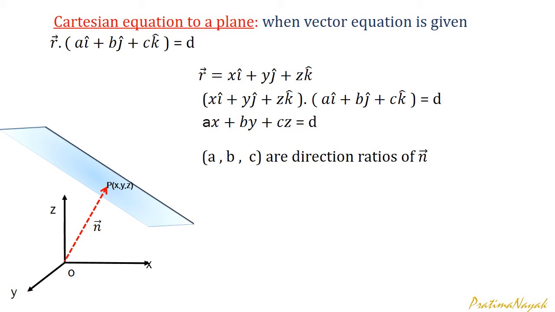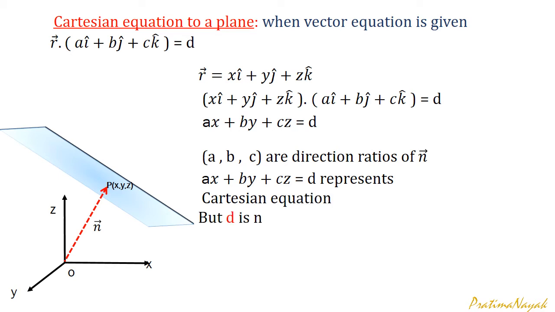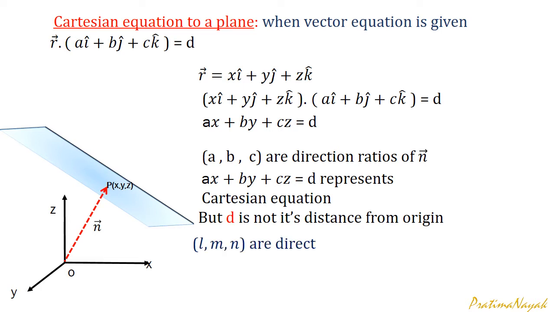Now a, b, c are called direction ratios of the normal vector to the plane, and ax plus by plus cz is equal to d represents the Cartesian equation, but please note d is not its distance from origin unless it is a unit normal vector. So if l, m, n are the direction cosines of the vector, then lx plus my plus nz is equal to d, where d is the distance from the origin, because l, m, n are the direction ratios of the unit normal vector. I hope you understood.